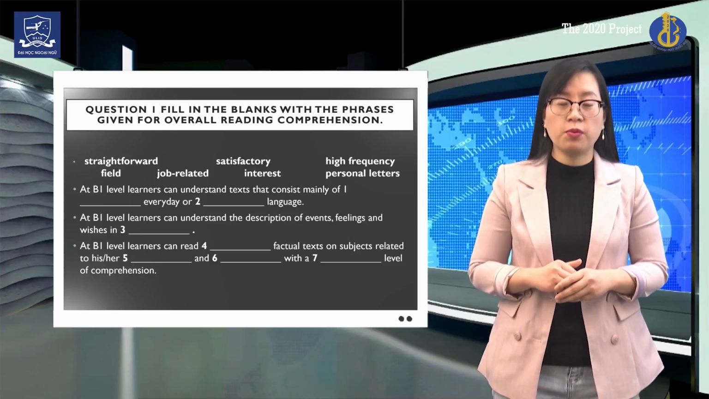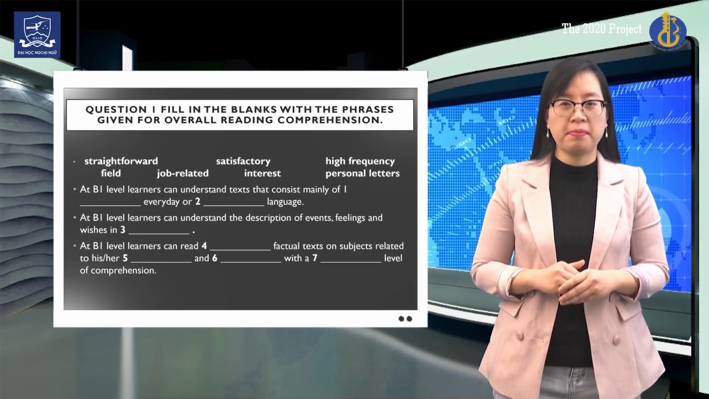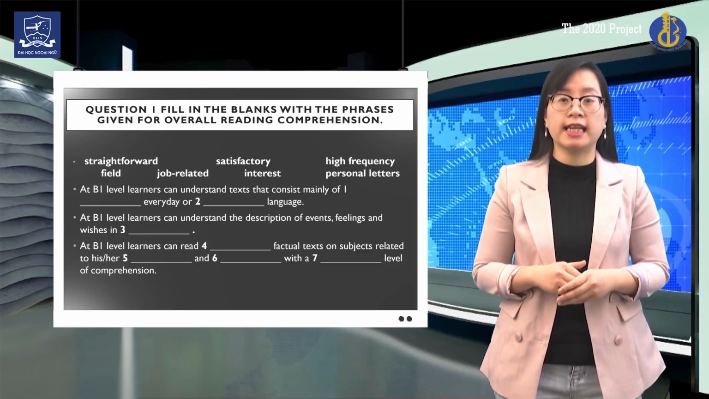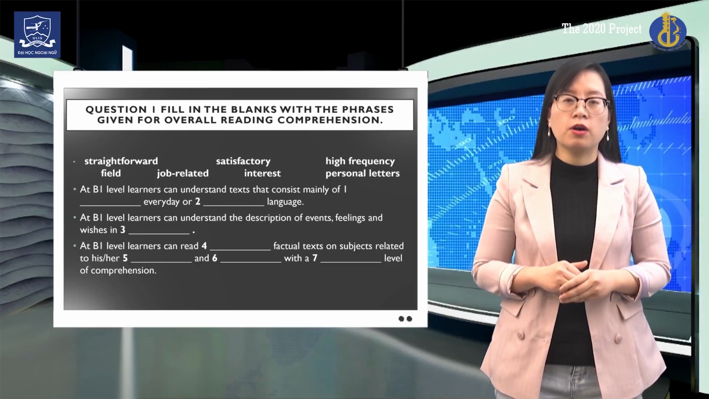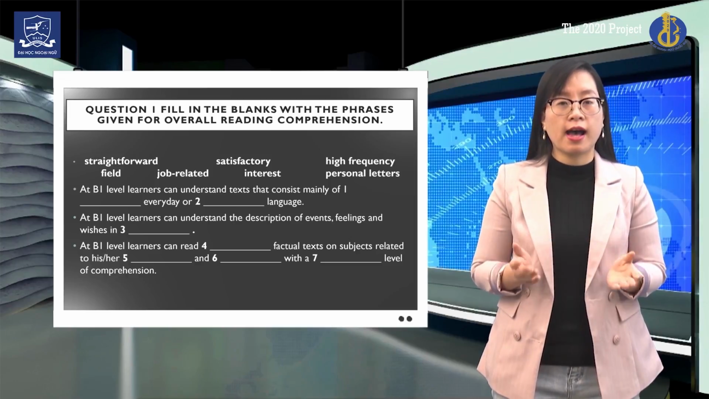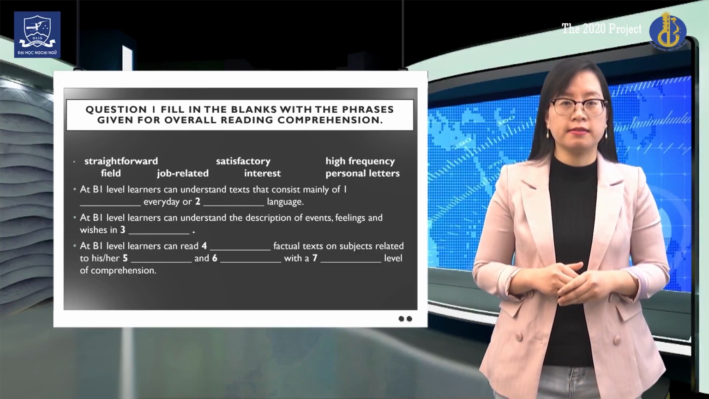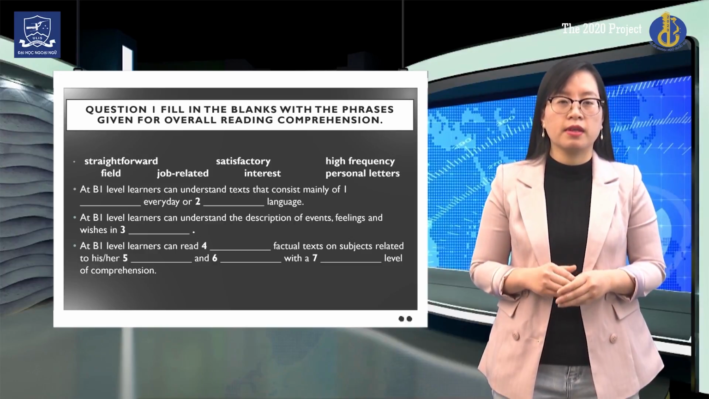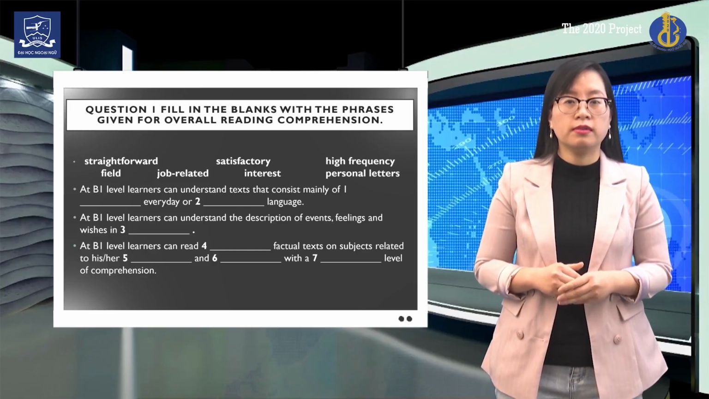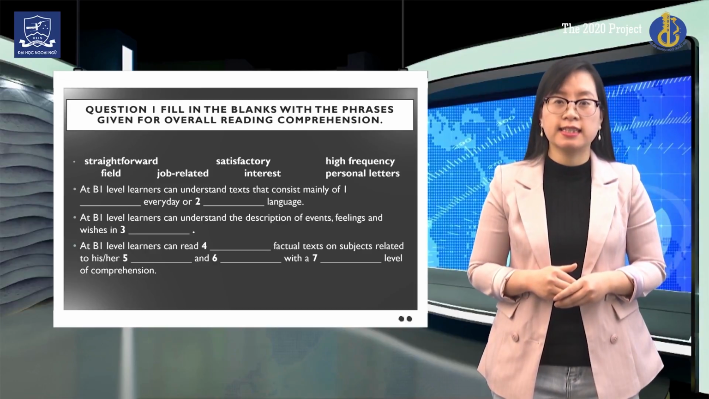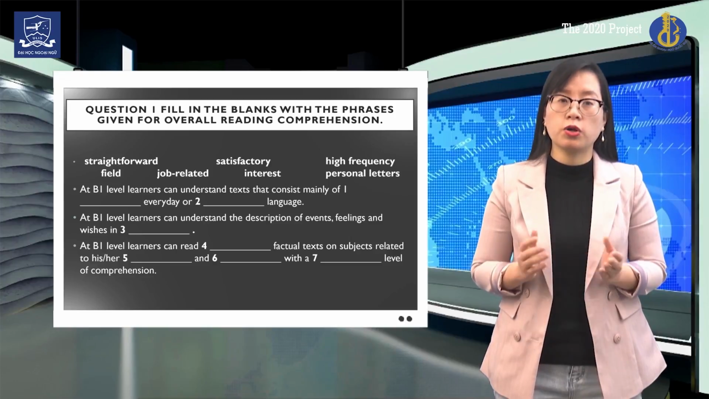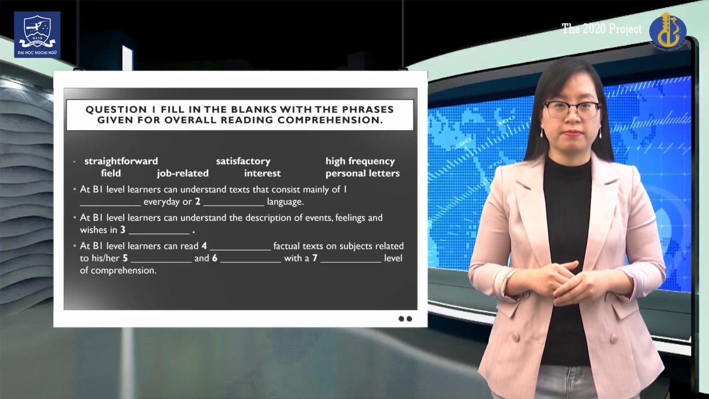These are the key words you should always remember if you want to assess whether a student is at B1 level in reading or not. So, the answers are 1. High frequency, 2. Job related. At B1 level, learners can understand text that consists mainly of high frequency everyday or job related language.